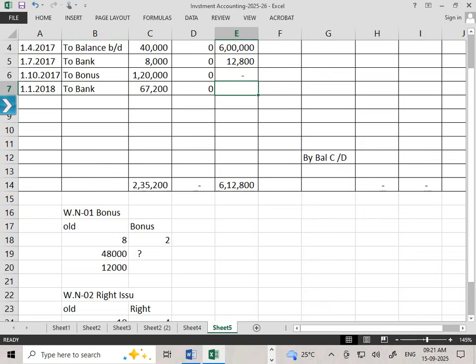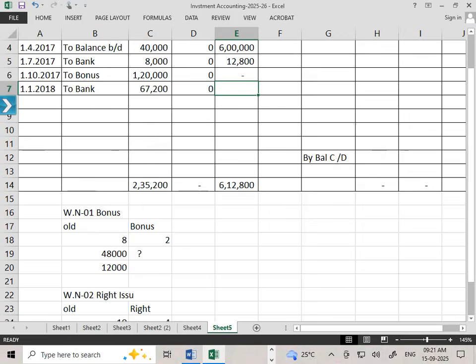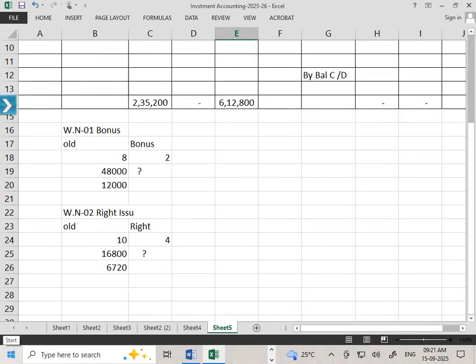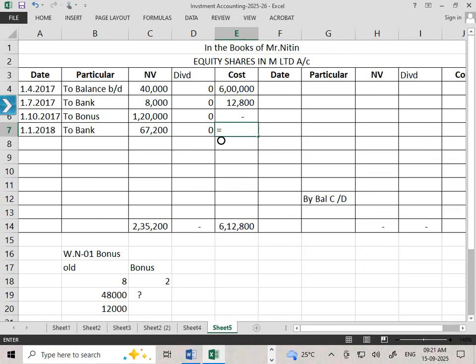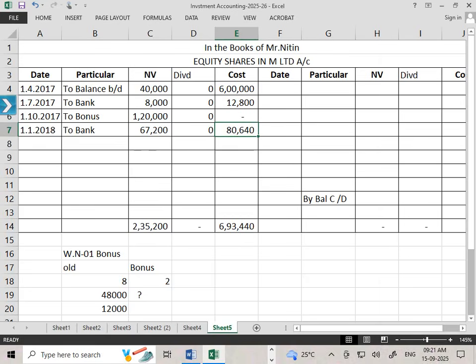Now here how much is he paying? He is going to pay 12 rupees per share. Okay, what is the purchase price? 12 rupees per share. So how many rights are there? 6720 multiplied by 12. So 80,640.